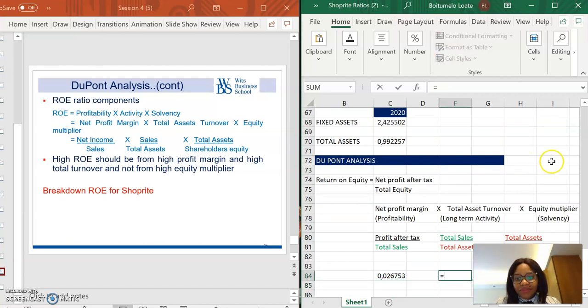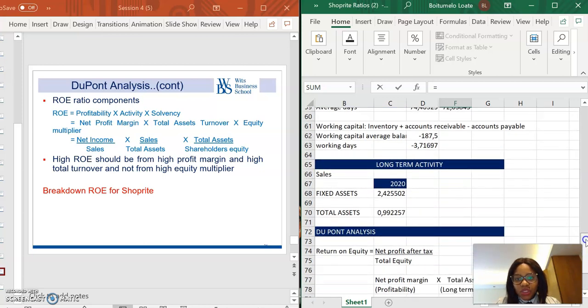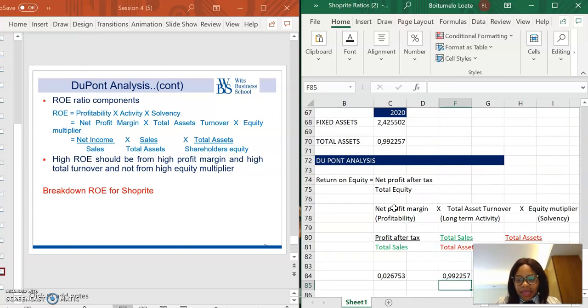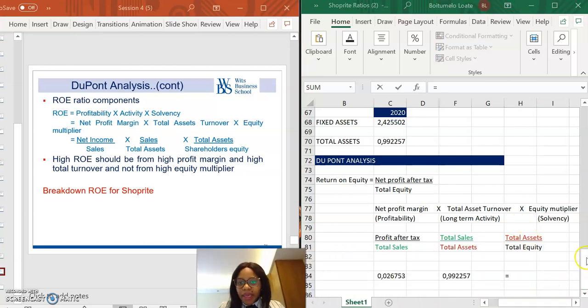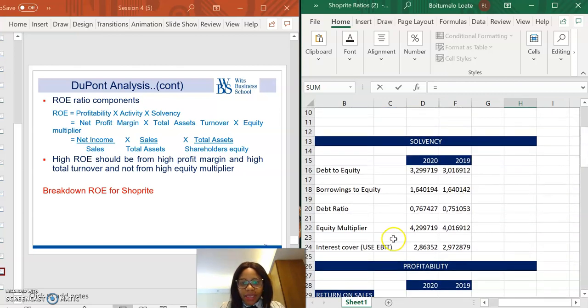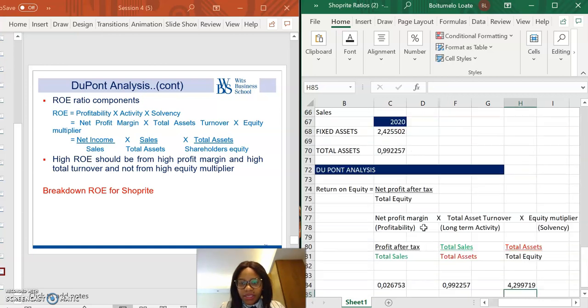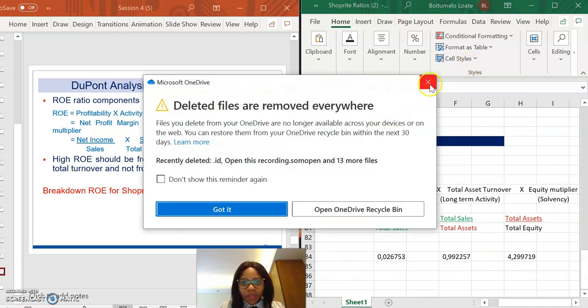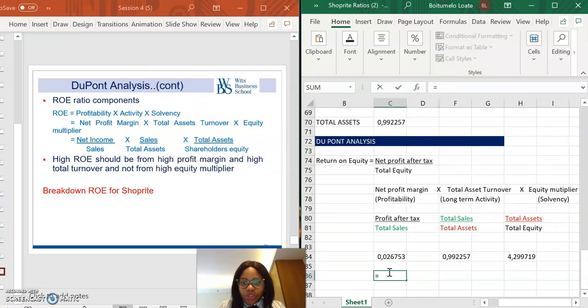My total sales divided by total assets, which is my long-term activity ratio, is just here above. I can take that figure. And then lastly is my equity multiplier, which is under your solvency ratios. So under solvency, I take the equity multiplier for the 2020 year. I get 4.29. If I multiply all those 3, I should get back to your return on equity of 11.41.